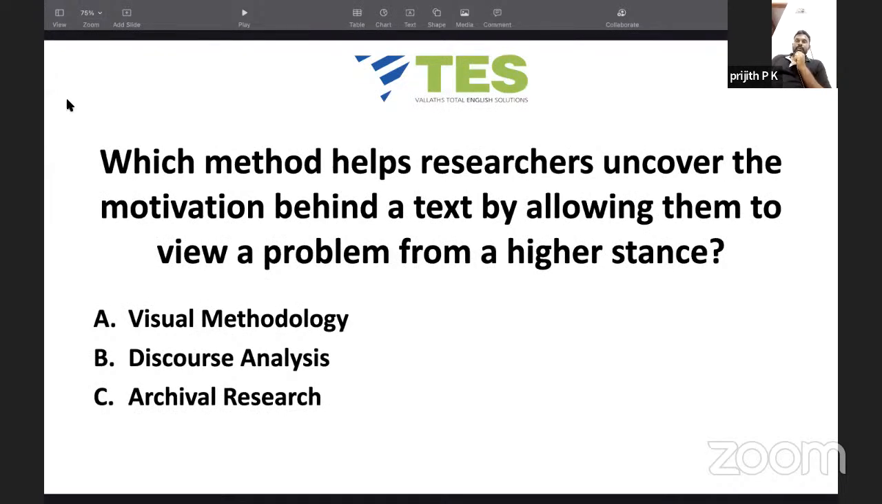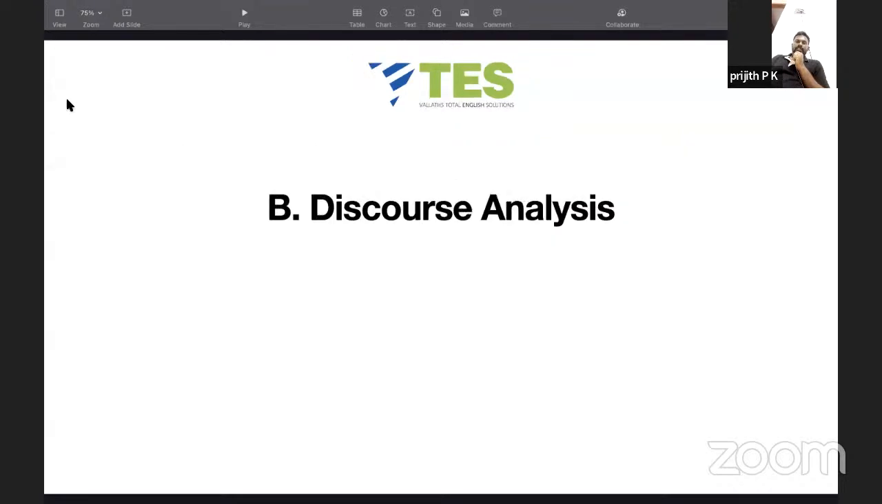Next question. Which method helps researchers uncover the motivation behind a text by allowing them to view a problem from a higher stance? Option A, visual methodology. Option B, discourse analysis. And C, archival research. We already discussed it. And we have the answer, discourse analysis.